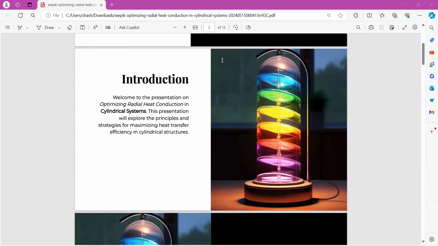Introduction. Welcome to the presentation for optimizing radial heat conduction in cylindrical systems. In this presentation, I'll explore the principles and strategies for maximizing heat transfer efficiency in cylindrical structures.